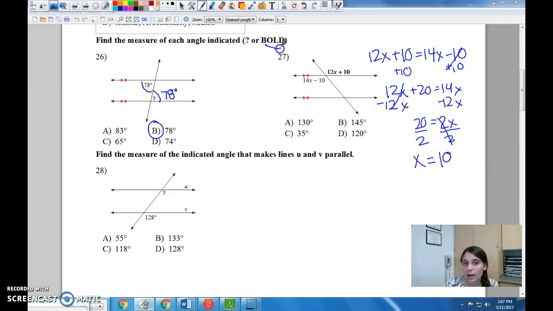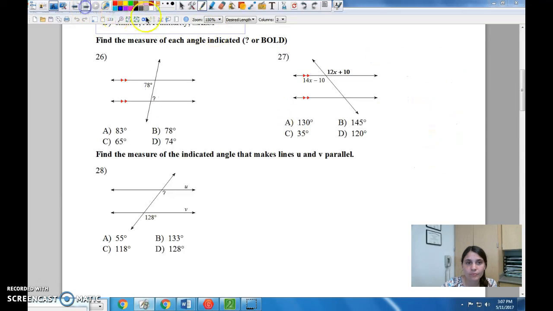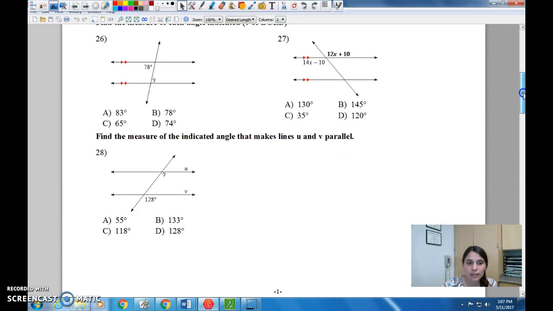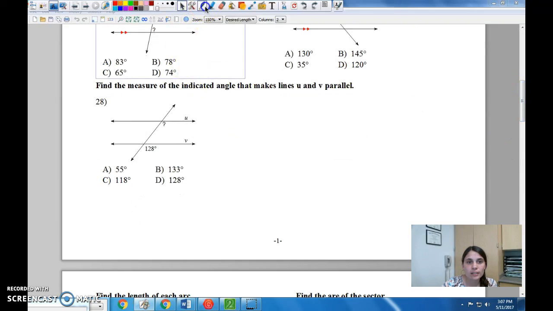What it's asking for is the bolded angle, so I can plug that 10 in for x. 12 times 10 is 120, plus 10 is 130, which is A. And then 28, it's saying, what would this angle need to be if these two lines were parallel? Well, these two angles are what's called corresponding angles, so they're congruent, making this angle 128 degrees.